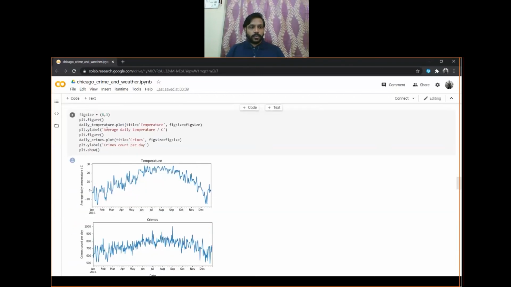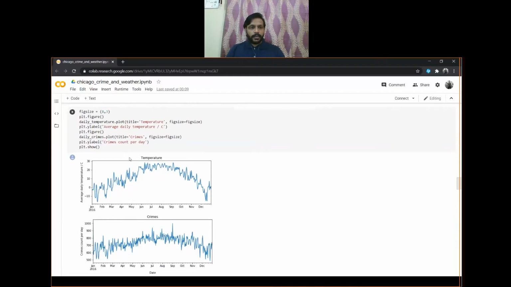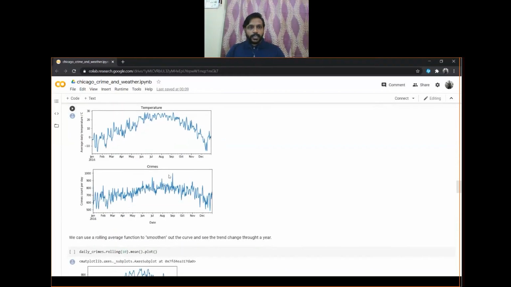Instead, we could create two subfigures, and for each subfigure we pass a fixed size and other matplotlib properties like title. So if we plot now, we can clearly see which data set belongs to which graph, and it clearly shows temperature and crimes one next to each other.